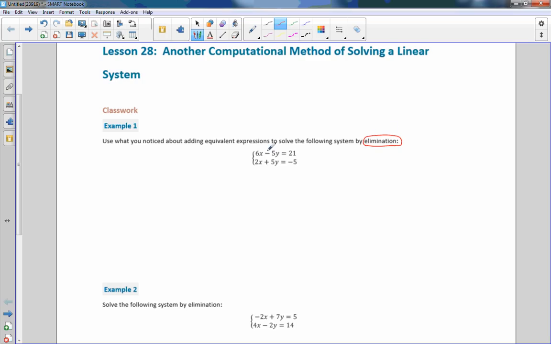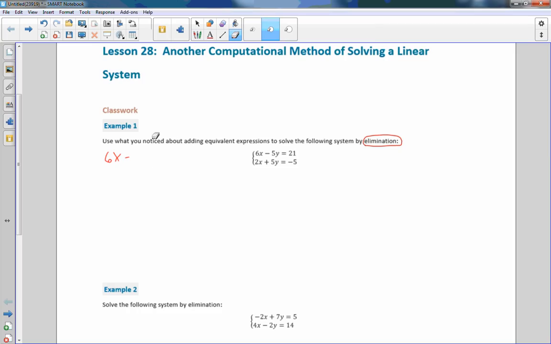And what they mean is, if you have two variables, x and y, and their coefficients are opposites, like this, and you add them, well, negative 5 plus 5 is 0, and therefore 0y is simply 0, and they go away. Therefore they get eliminated. So to solve this system by elimination, you take one equation, which is 6x minus 5y equals 21.